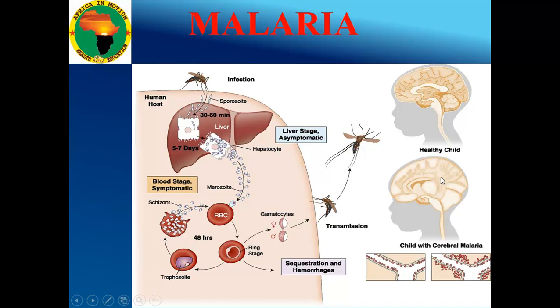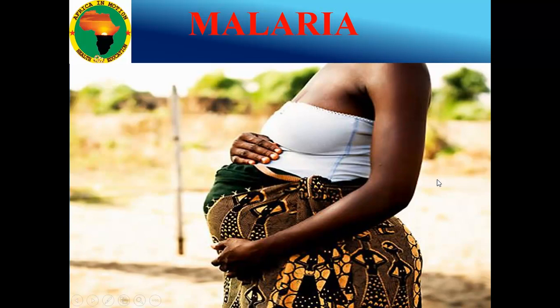You can be mistaken with meningitis or encephalitis. Then you start giving treatment for meningitis while it is malaria. See, this is a normal brain with normal structures, but here it's edema and the brain is being compressed by what? By that edema. It does affect mothers and their babies.